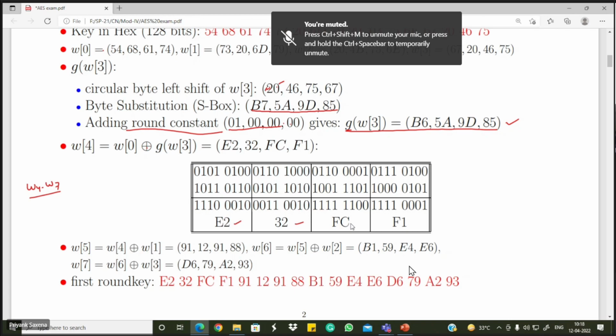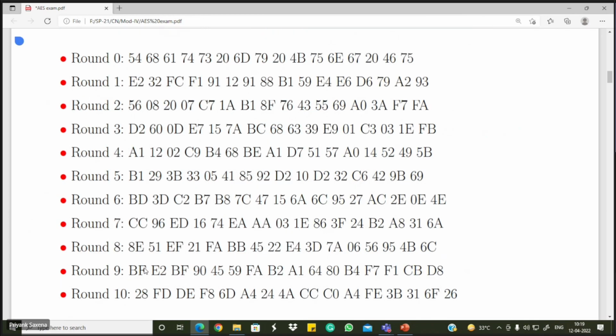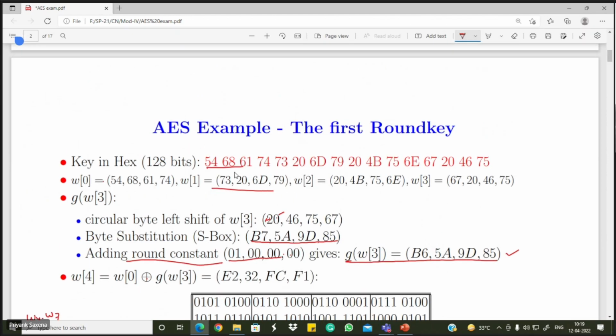Once again, you can perform similar things where the round constant will change and the byte substitution will differ. Again, for the next round, you can generate it. So like that, if you do, this was round 0, which was the actual key, 54, 68, this one. Then the round 1 key you have generated, E232FC, using this.